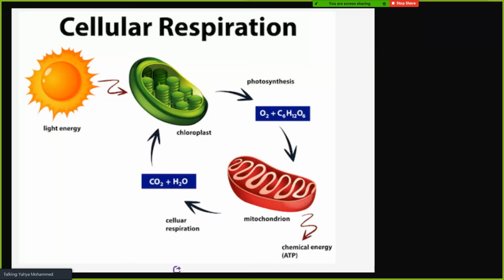So cellular respiration and photosynthesis are kind of like opposite processes, right? So what happens in photosynthesis? In photosynthesis, you take in carbon dioxide from the air and you produce oxygen and glucose, right? Sugar. The plant produces sugars, and it produces oxygen, right?